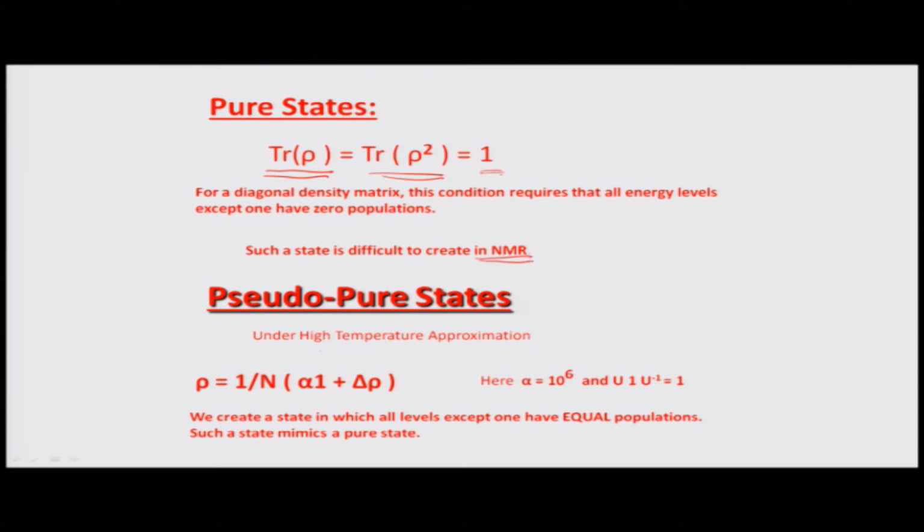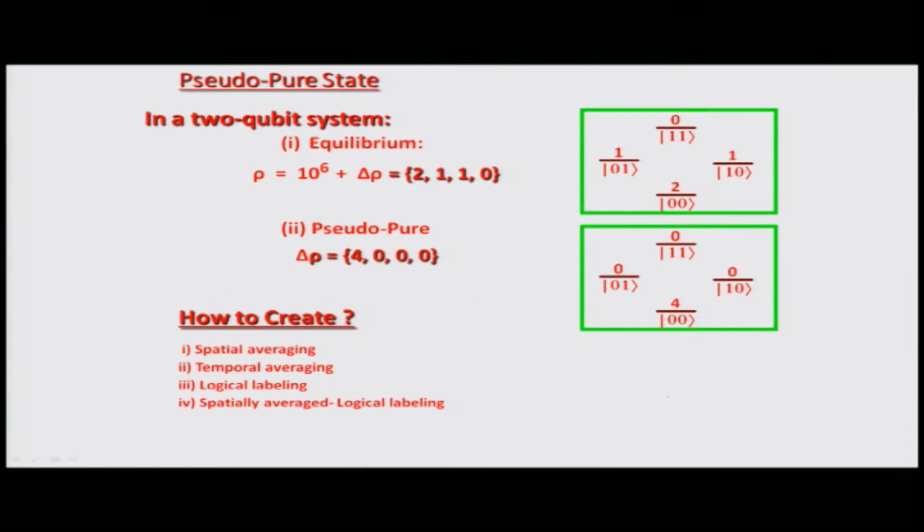So, what is done is that under high temperature approximation, pseudo pure states are taken, where we create a state in which all levels except one have equal populations. Such a state mimics a pure state. So, for example, alpha can be a very high number in this case, but as long as it is not going to create an issue, it is going to work out.